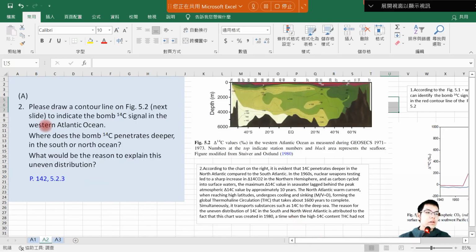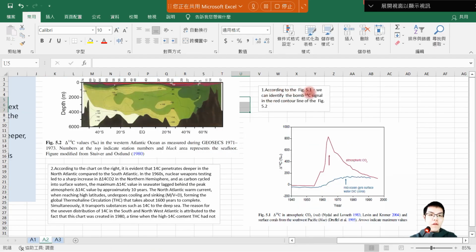Please draw a contour line on figure 5.2 to indicate the bomb 14 carbon signal in the Western Atlantic Ocean. Where does the bomb 14 carbon penetrate deeper, in the South or North Atlantic Ocean? What is the reason to explain this uneven distribution?